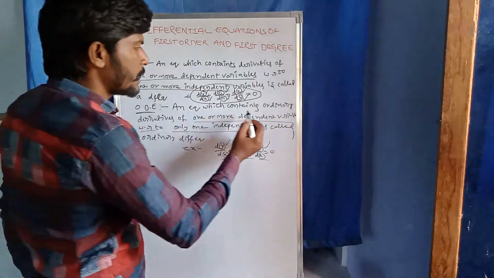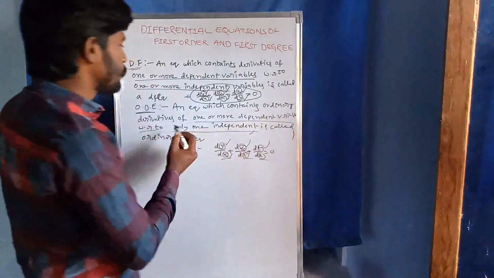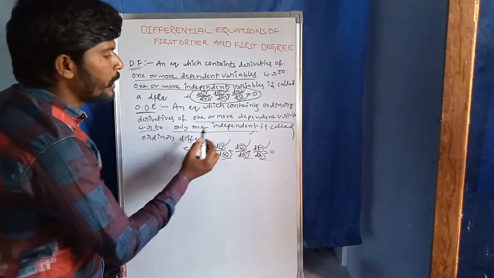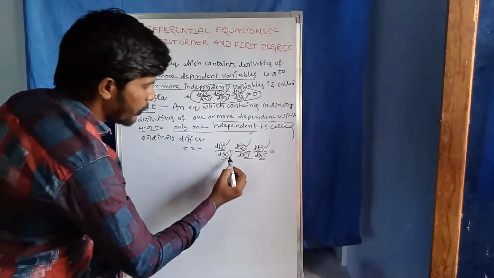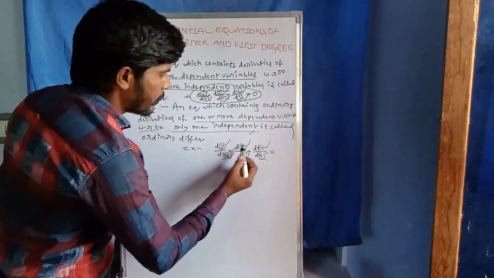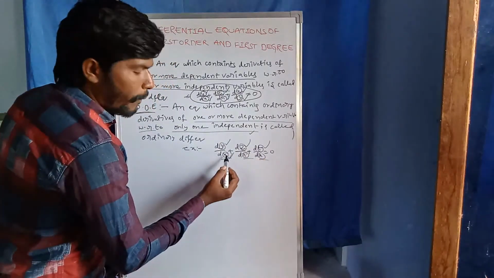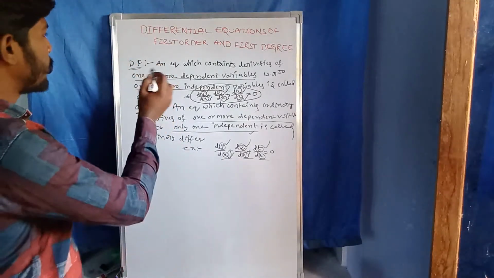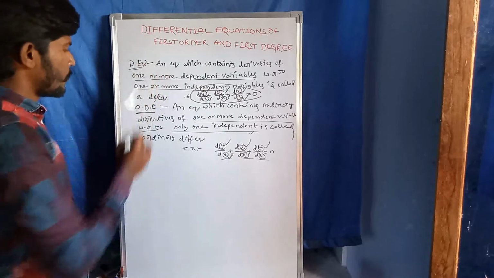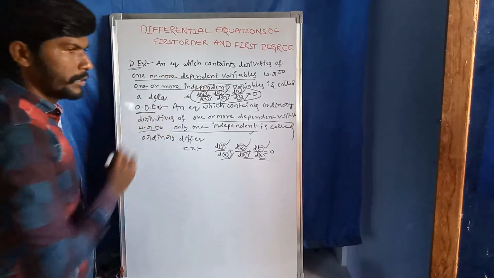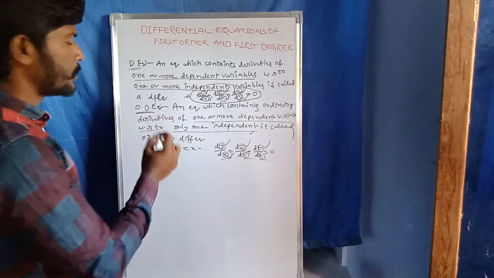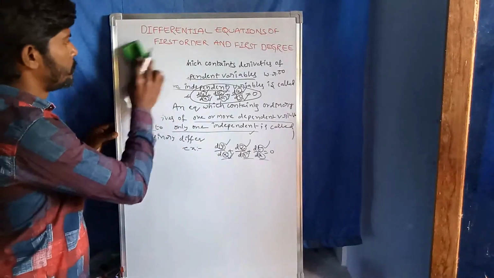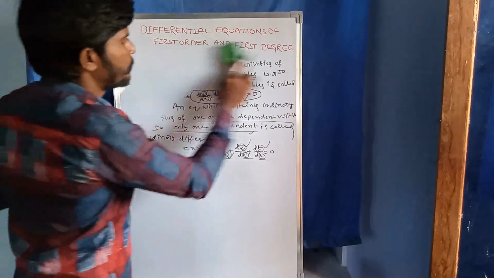An equation which contains ordinary derivatives of one or more dependent variables with respect to only one independent variable. Those are dependent variables, and only x is the independent variable. So that is the difference between a differential equation and an ordinary differential equation.